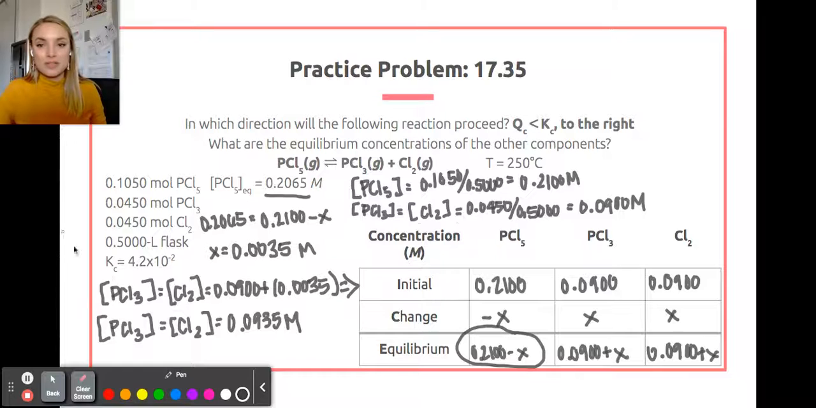So when you plug all those numbers in, you find that X is equal to 0.0035 and the concentration of PCl3 is equal to the concentration of Cl2, which is equal to 0.0900 plus. It's very important to pay attention to your signs here. 0.0035. So those concentrations are 0.0935 molar at equilibrium.